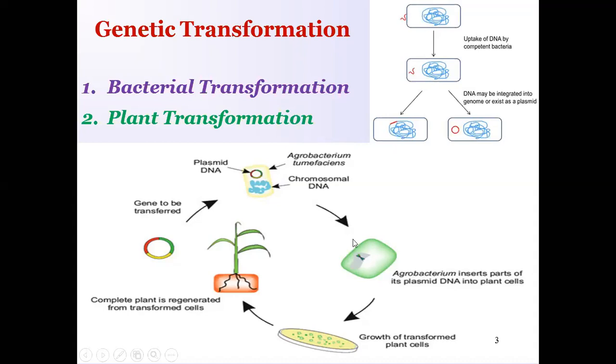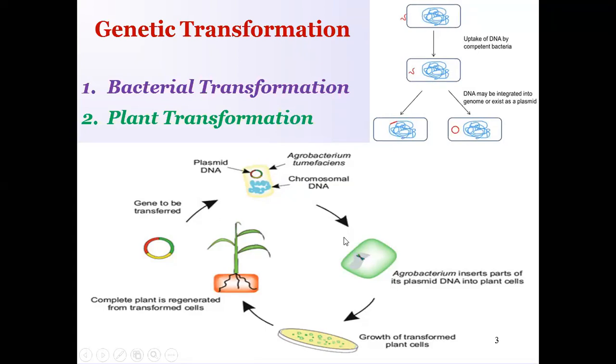So once it is inserted in the plant cell, into the genome, the bacterial plasmid will be integrated into the genome of the plant, and those cells will be multiplying on a media, and after that we will regenerate those plants, and we will get these transgenic plants. So transgenic means having this transgene.